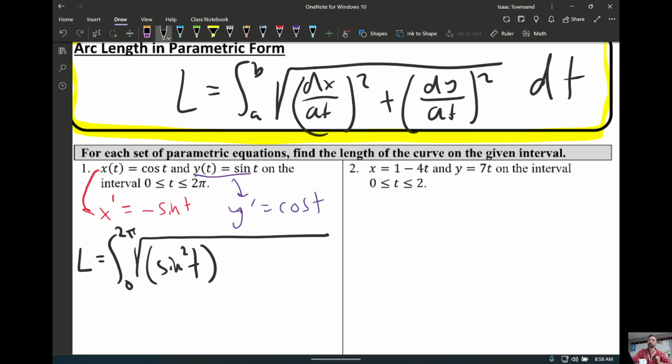Now, how come I got rid of this negative sign? It's squared, so it doesn't matter. A negative times a negative is going to be positive. Plus (dy/dt) squared.